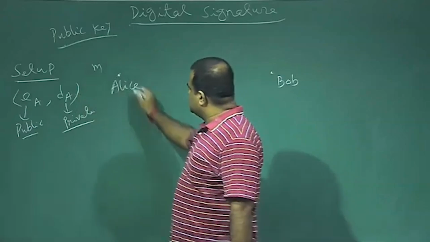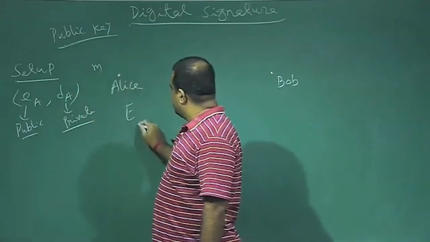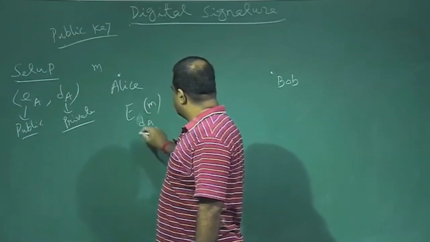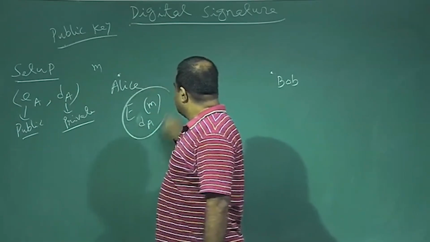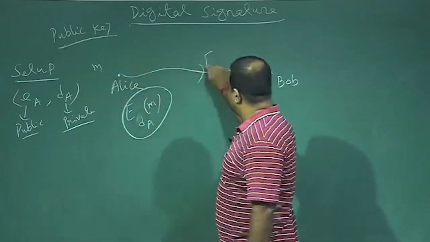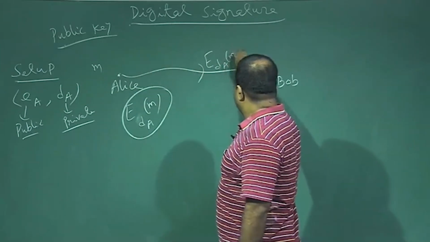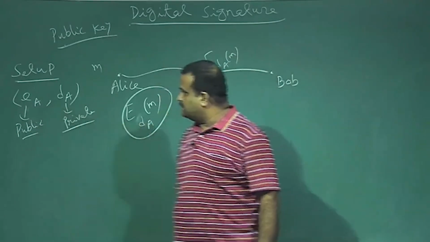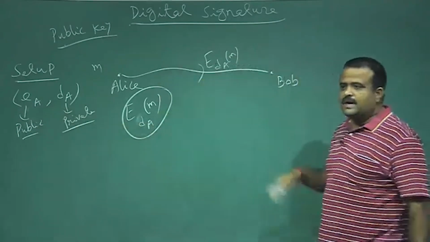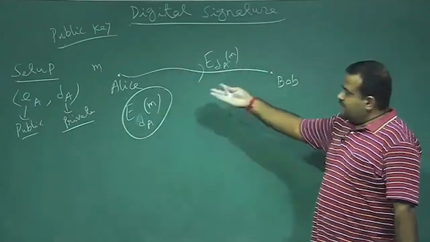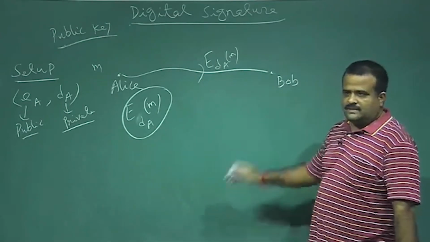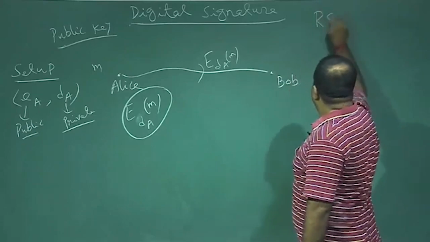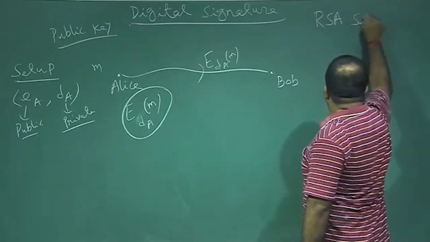Okay, and then Alice can encrypt this message using the Alice private key. So this is the signature. This is Alice's signature on this message, and Alice is sending this message to Bob. And Bob has this Alice public key, and Bob can decrypt it and verify this message is coming from Alice. This is the authentication. Okay, now let us talk about RSA signature scheme.